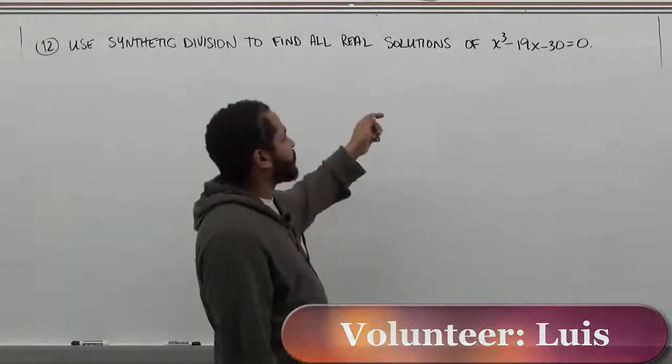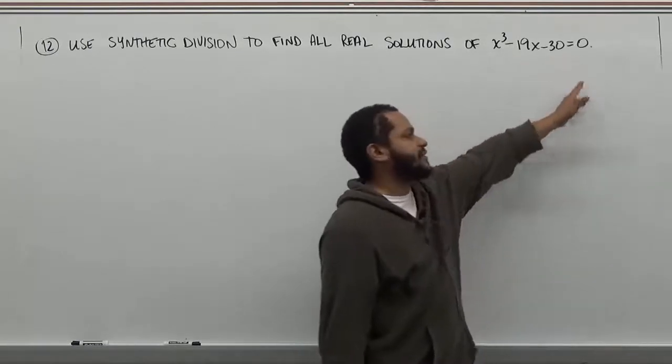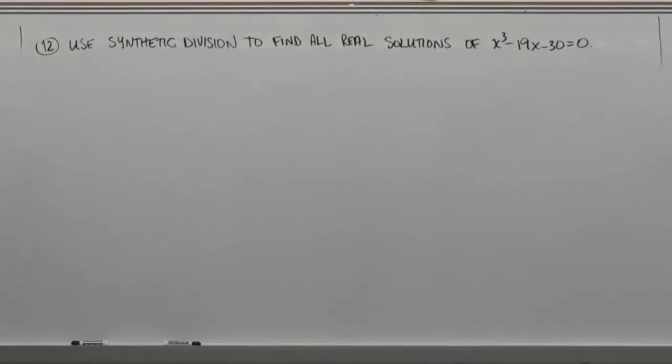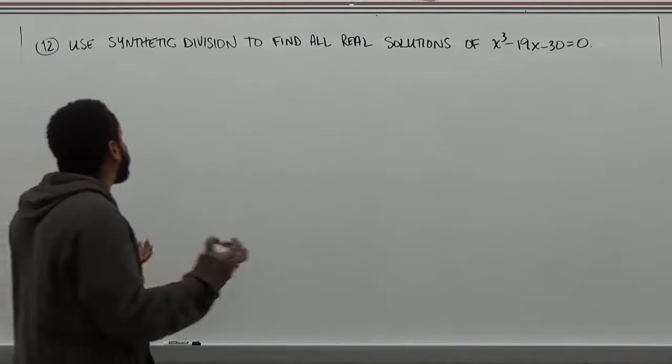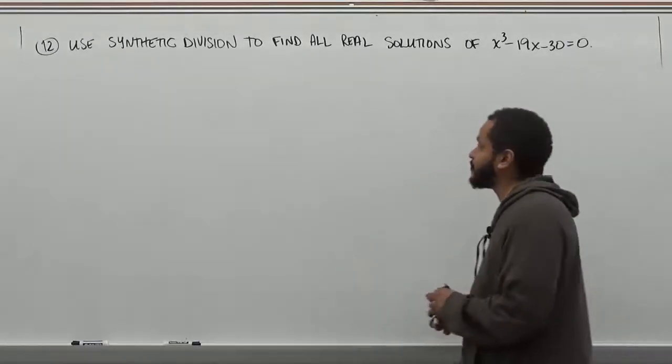Today's video we're going to be covering synthetic division, and in this case we're using synthetic division to find all real solutions of the polynomial x cubed minus 19x minus 30 equals 0. Now here we see that we have to use synthetic division to solve this, but before we even begin there's a few things you need to know before using synthetic division.